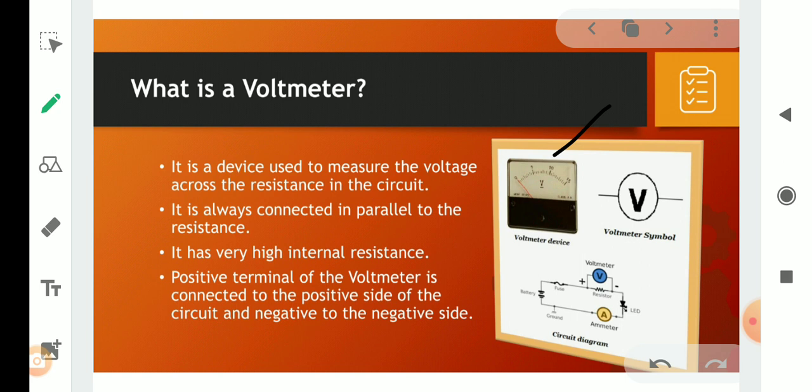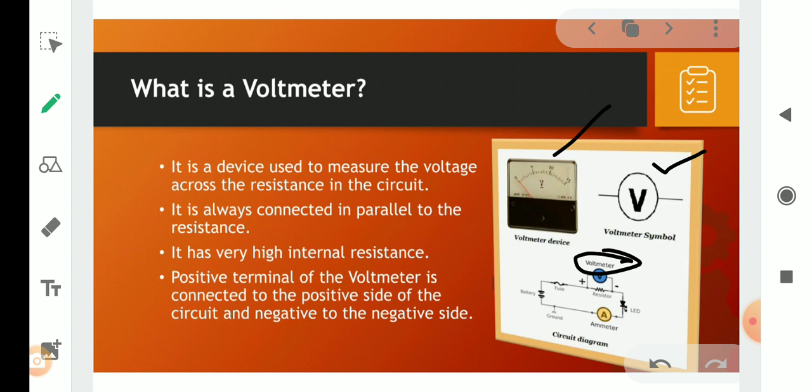The voltmeter has high internal resistance. The positive terminal of the voltmeter is connected to the positive side of the circuit and the negative terminal to the negative side. You can see here the voltmeter symbol, which is a capital V. So you can see the voltmeter here.